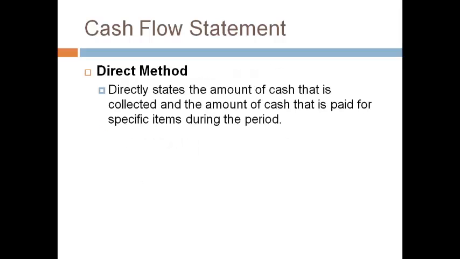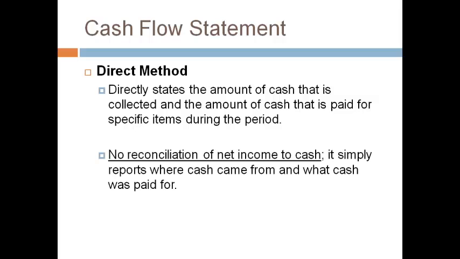The direct method states the amount of cash that is collected and the amount of cash that is paid for specific items during the period. There is no reconciliation to net income, and all amounts represent cash that was paid or received.